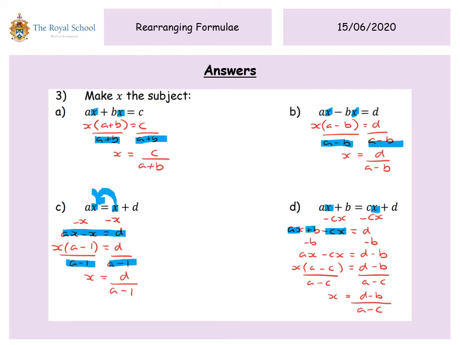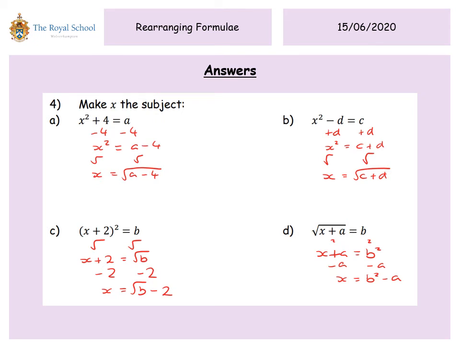But we've also got this plus b. So that's not an x term, so we're going to move it to the right-hand side by doing the opposite. So take b from both sides. That leaves us with ax minus cx equals d minus b. And we can now factorise out x brackets a minus c. If x has been multiplied by all of a minus c, we then divide by a minus c, and we get our final expression.